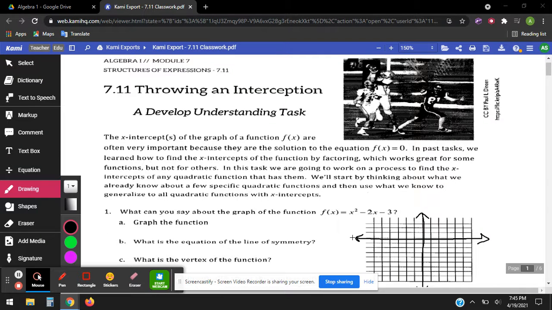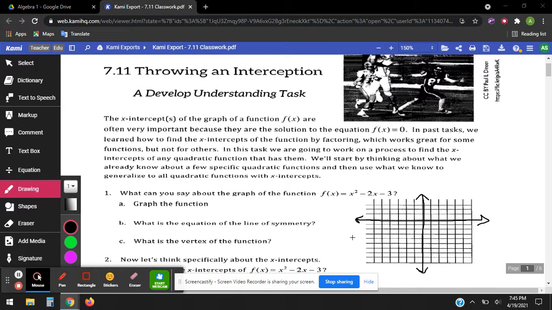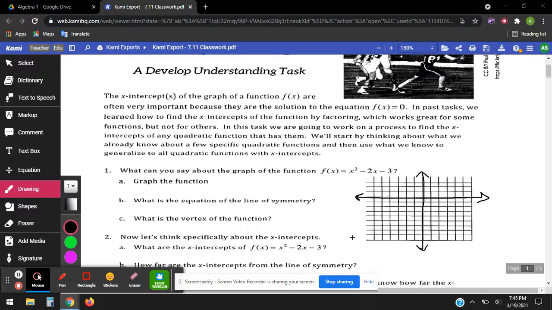Hi, this is Algebra 1, Module 7, Lesson 11, the notes, finding x-intercepts. Here, we're going to have a bunch of proofs on how we can solve these better.